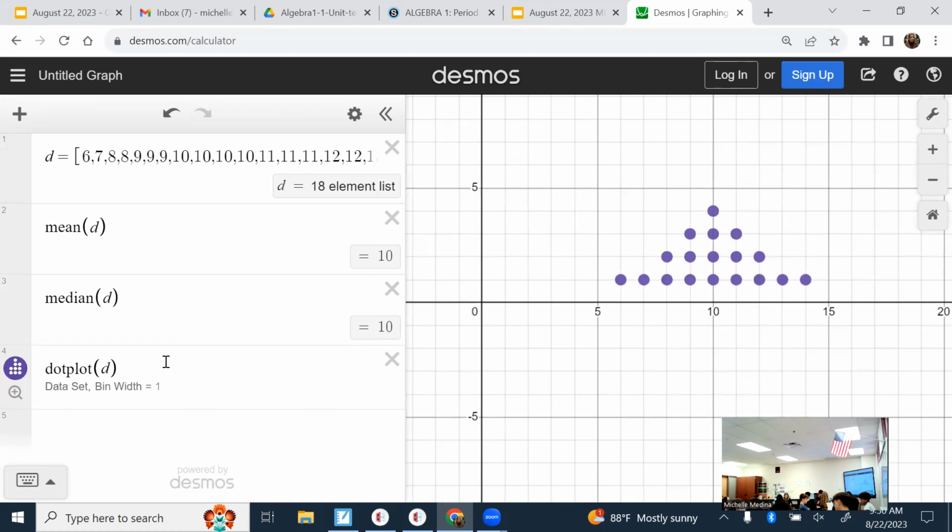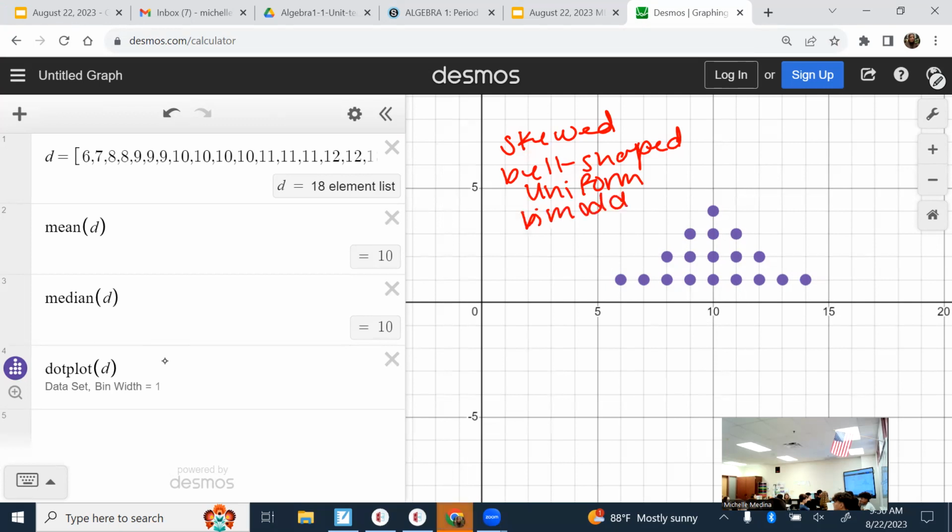What you will do in your groups is you're each gonna have a different distribution. So what are the shapes of distributions that we've talked about before? Skewed. What's some other ones? Bell-shaped, uniform, bimodal, good. Good, that's another one. And I think that's all of them. I think there was just 5.